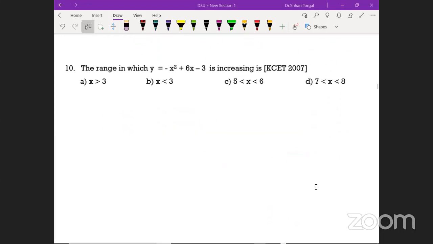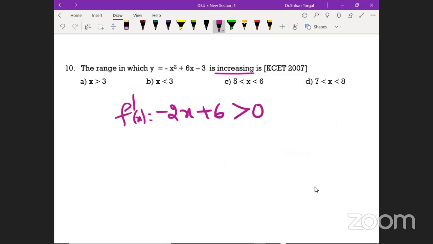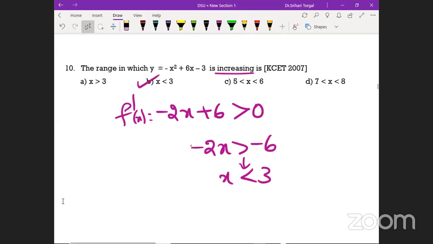The range in which minus x square plus 6x minus 3 is increasing. Let me differentiate that. Minus 2x plus 6 is the derivative, this is f dash x. This must be greater than 0 to get the increasing. For that, minus 2x is greater than minus 6. If you change the sign on each side, the inequality will get reversed and you will get x less than 3. Option B is the right answer.